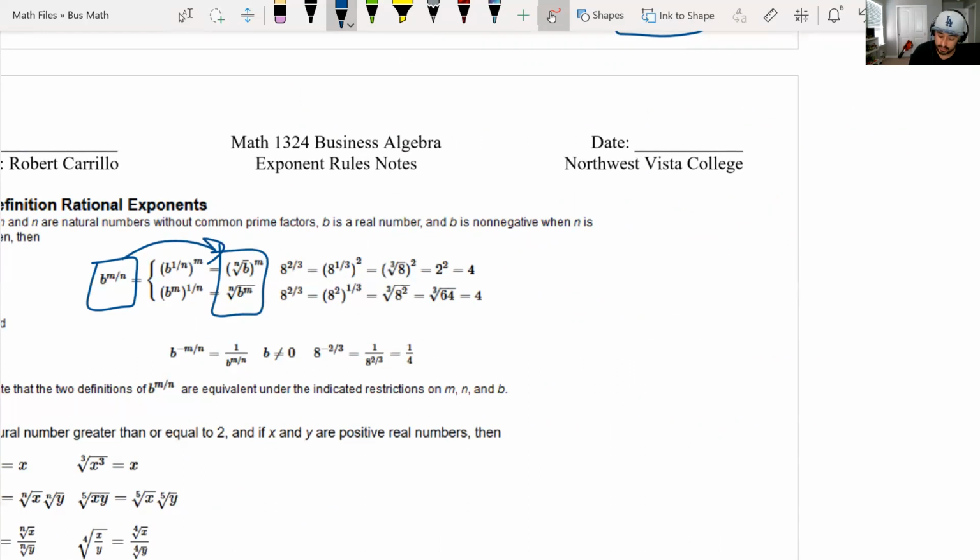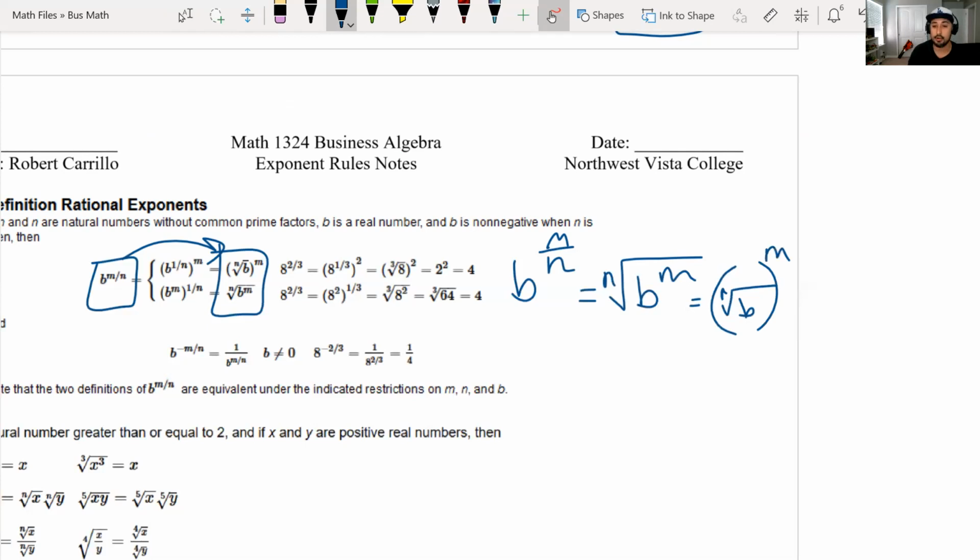So if you're ever given a rational exponent of b to the m over n, then one way to rewrite it is as the nth root of b to the m. And then one more way to write this is as parentheses, the nth root of b, all raised to the m power. That's it. These are the three properties. And that probably looks a little better than what's over there.